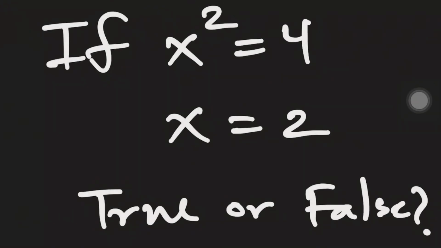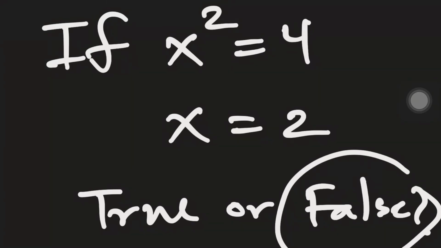x squared equals 4, x is equal to 2. Is it true or false? I'll give you 10 seconds. So it's actually false, okay? x is going to be equal to plus or minus 2. So don't forget your negative sign.